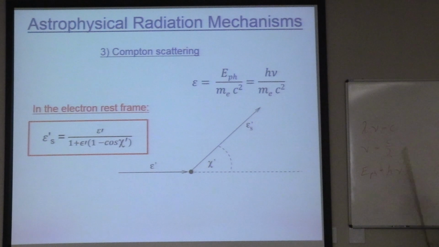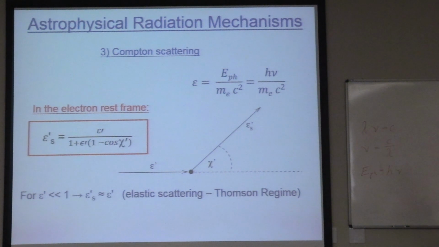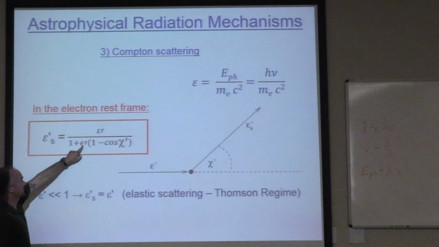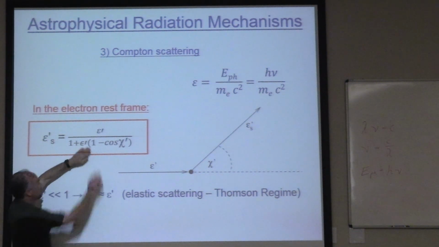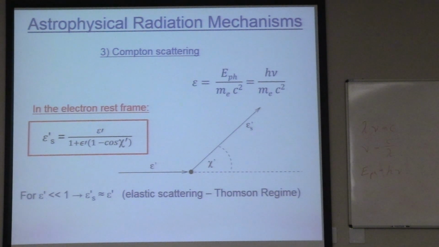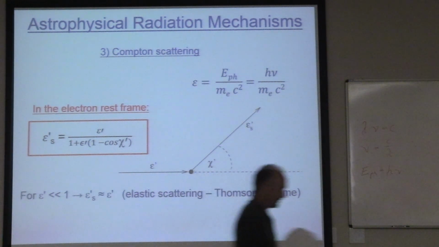That we derived in class. You'll see why I spent a bit more time on this than the textbook does. You can now see here in the electron rest frame, if this epsilon prime is much less than 1, then this term essentially drops out. The outgoing energy is the same as the incoming energy, which means it's elastic. The photon essentially just bounces back with the same energy in some random direction, because the energy is so small that the electron really doesn't pick up much momentum. The electron is at rest before and after, and the photon just bounces off. That's called the Thomson regime.